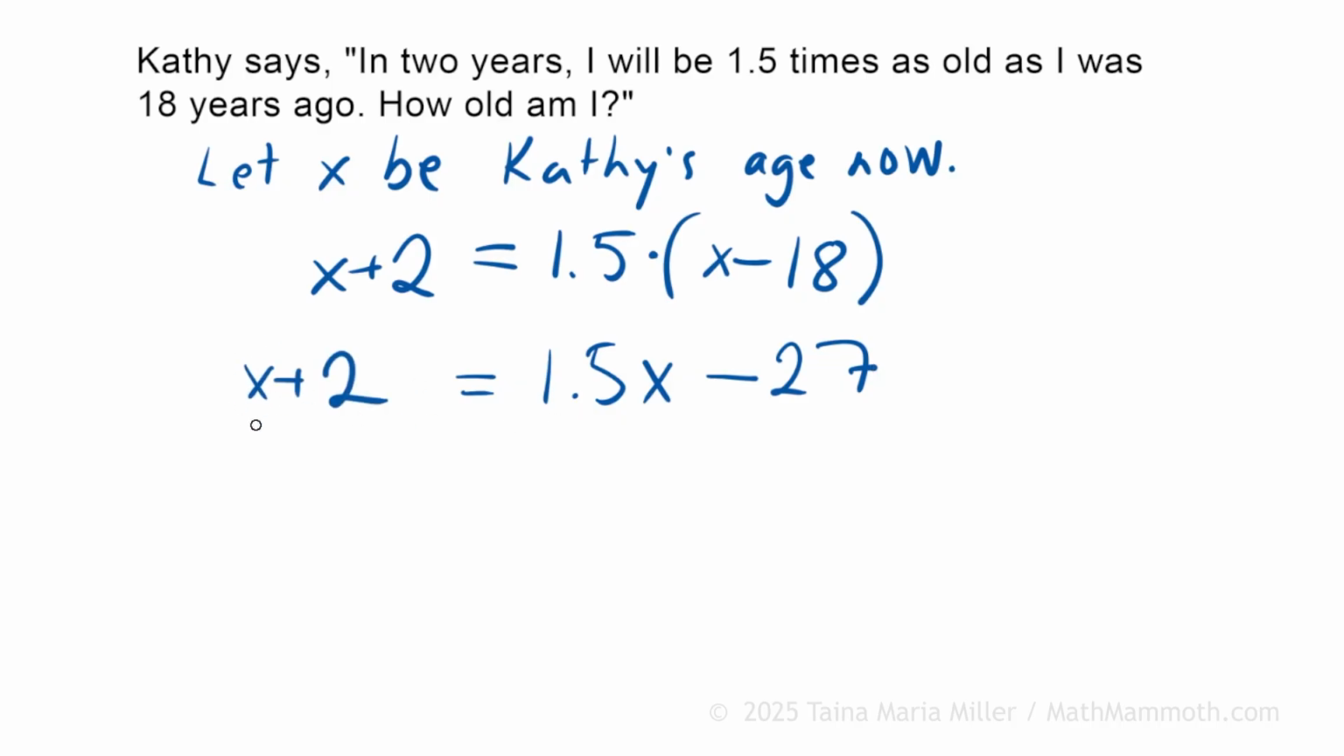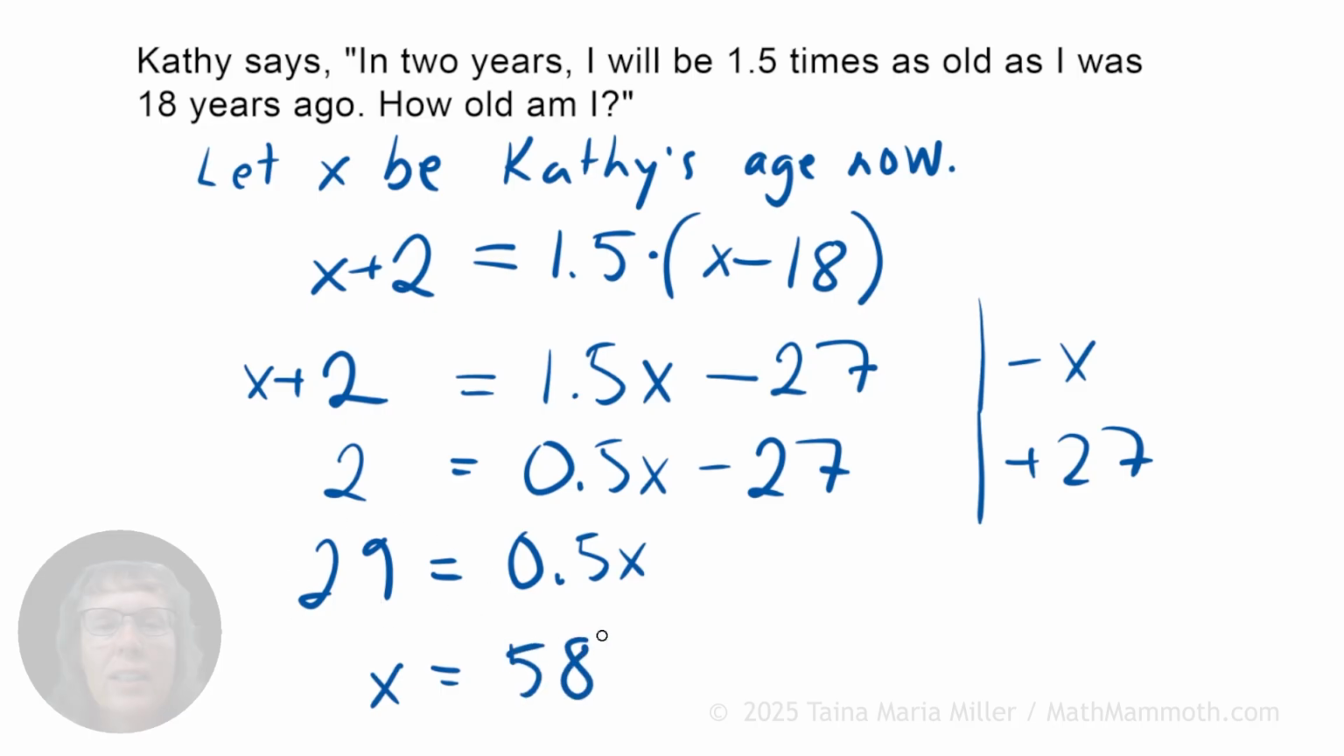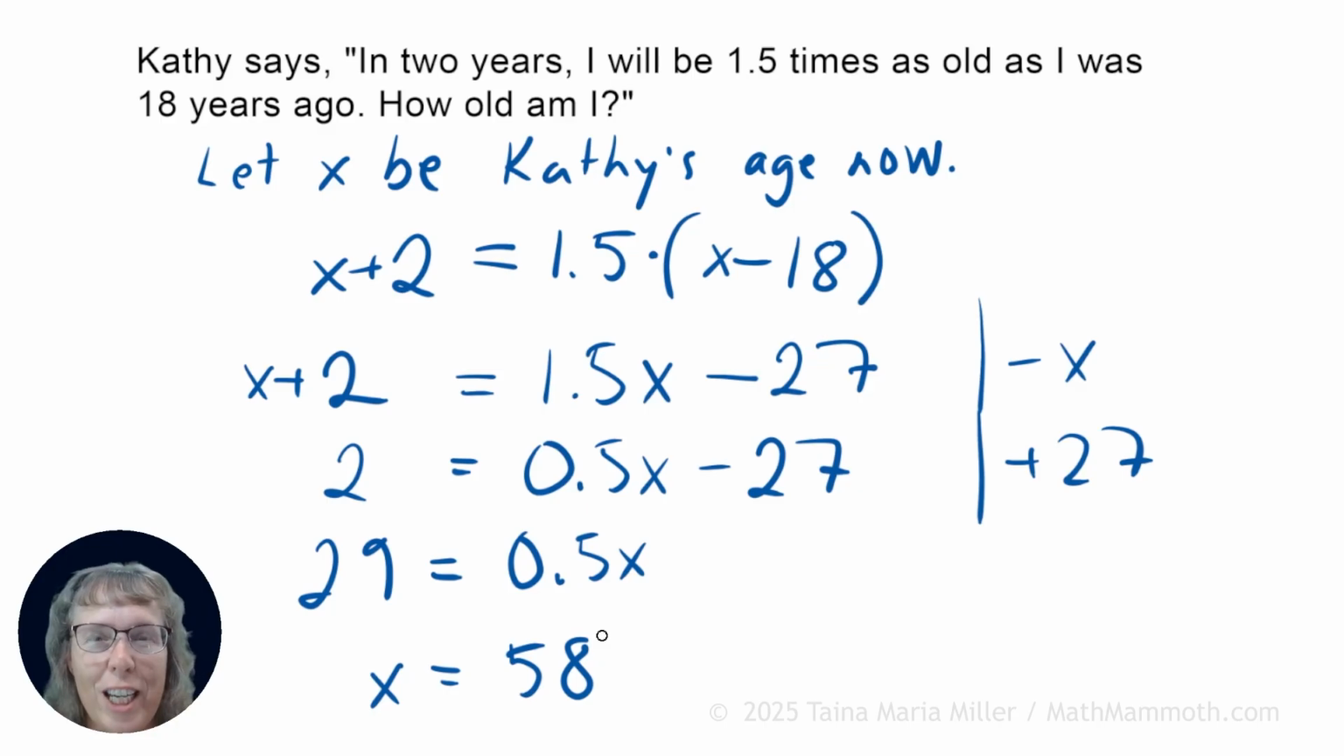Okay, we want x isolated on one side or another. Let me remove it from this side. I will subtract x from both sides. So we are left with half x here. And I'm going to leave this, so I'll add 27. We'll get 29 equals half of x, which means that we will just double the 29 to get x, so it is 58.